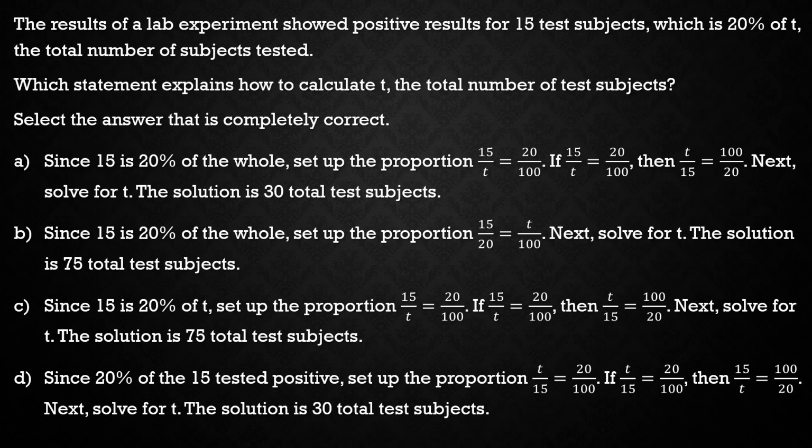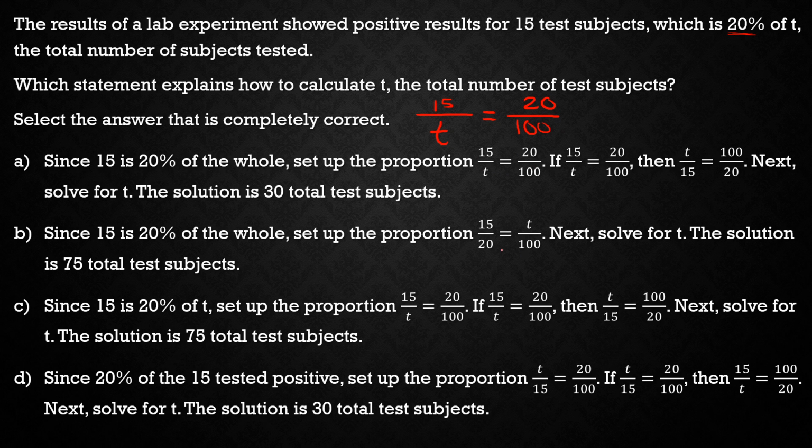So I don't know what T is, and it says that T is my total number of test subjects. Okay, so if T is my total number, that's the whole. That is how many total people were tested. And I don't know that. So T is going to be on bottom for my whole. And I do know a percent, right? I know 20%, and your percent always goes over 100. And that means that 15 is going to be my part.